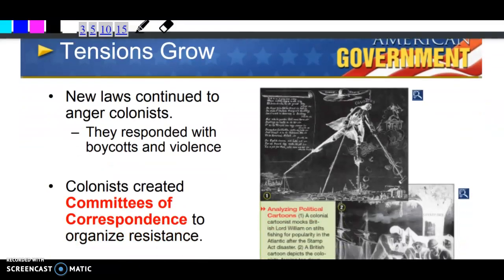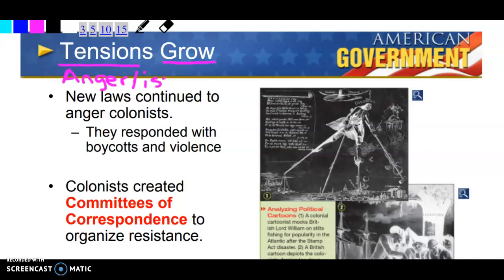But then your new heading, as you can see, tensions still grew. So what is tension? It's like anger or issues. And that began to grow because new laws continued to be enacted, and they angered the colonists. What did the colonists do? They responded with boycotts and violence.